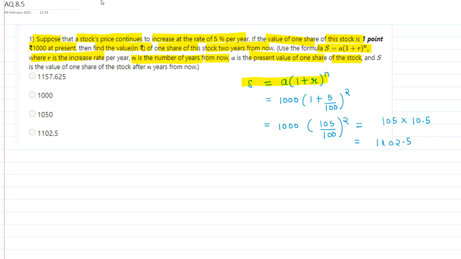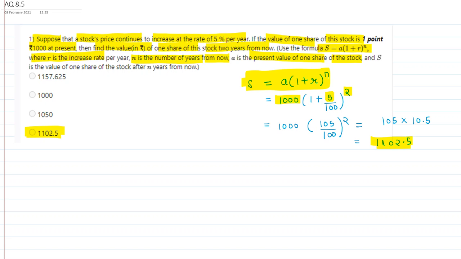So here is the formula. S is the stock price after the n years, A is the initial price, and R is the rate at which it is increasing. So the current price is 100 and the rate is given as 5%, so 5 upon 100, and years is 2. We have to find the price after 2 years. So if we do the calculations, we get 110.25, and this is our answer.